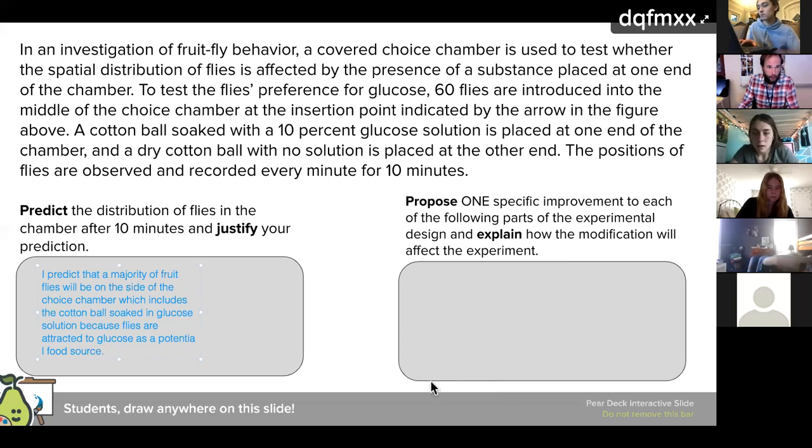Honestly, that's the second box over here on the right. It's really an experimental design question. It doesn't have much to do with the chi-square analysis. I'll say quickly that if you've got a cotton ball with glucose solution on one side of your chamber, but a dry cotton ball on the other side of your chamber, it's a pretty poor experiment. What could you easily do to remedy that?